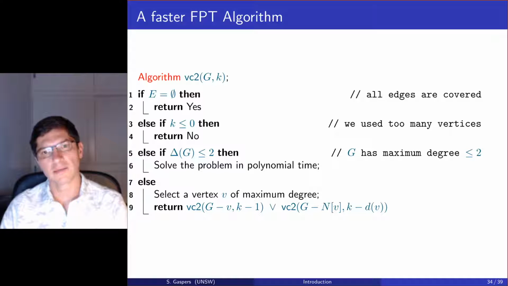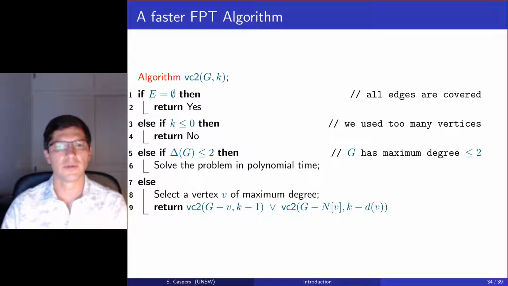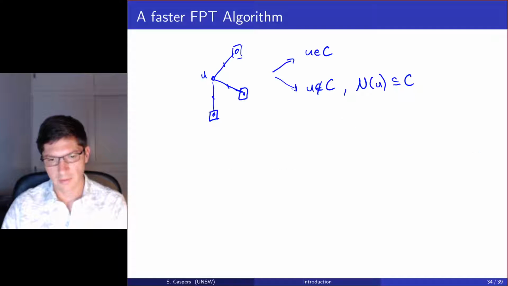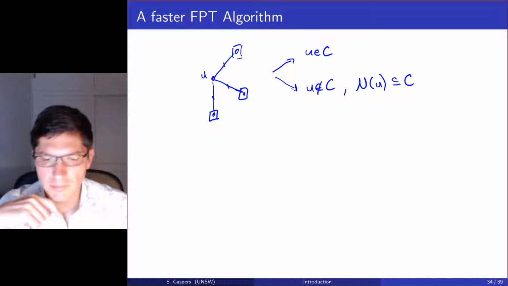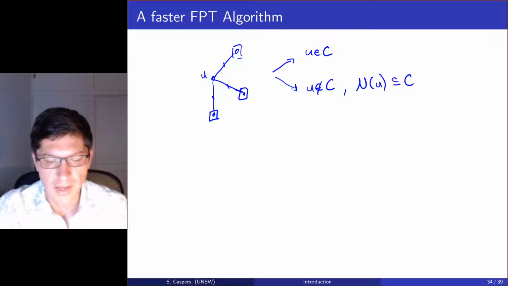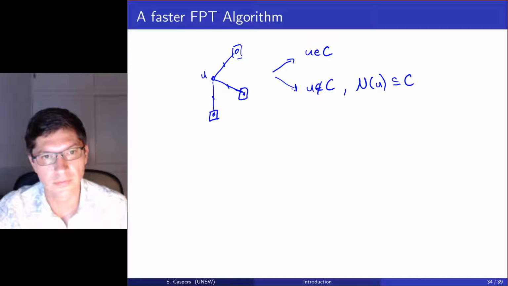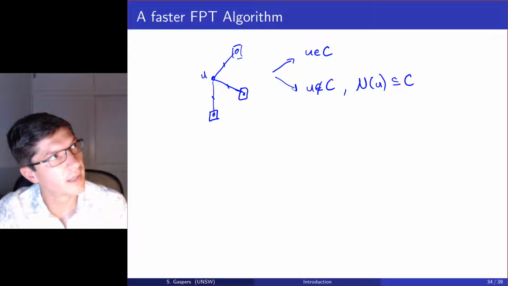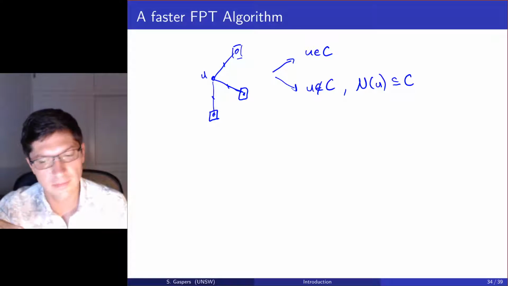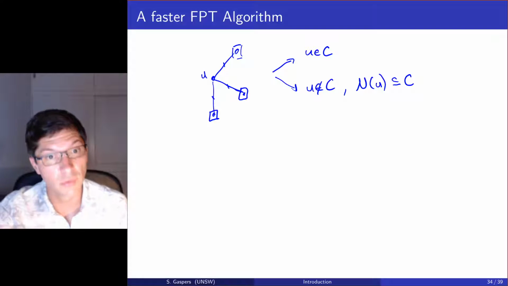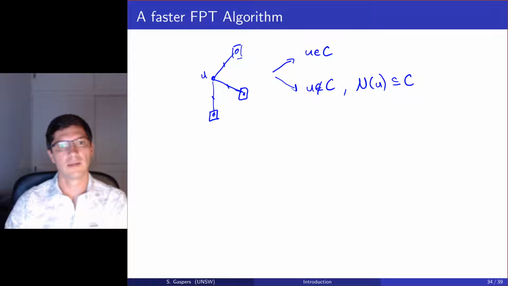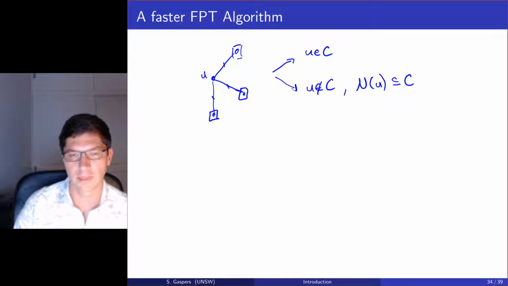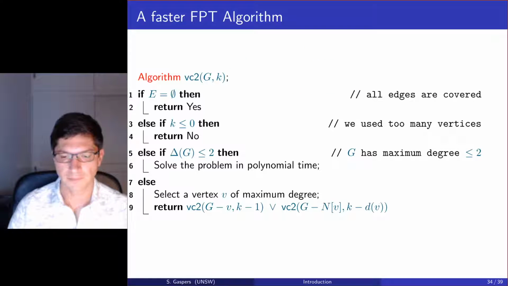And otherwise, we can now not select an arbitrary vertex, but select a vertex with maximum degree. Because here we make most progress when v has high degree, because then in the second branch we add many vertices to the vertex cover, and so our k decreases by a larger amount. So we make more progress, and that's why the algorithm should have faster running time. Okay, so that's what we do.